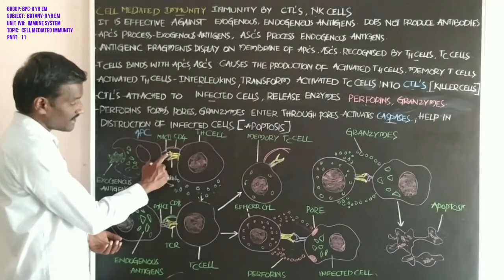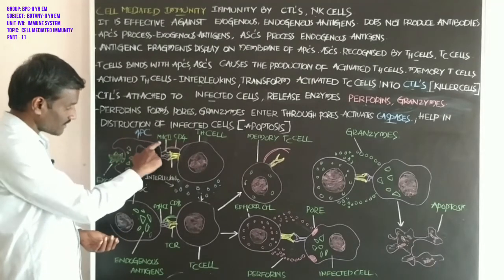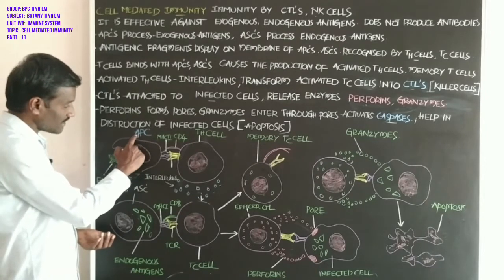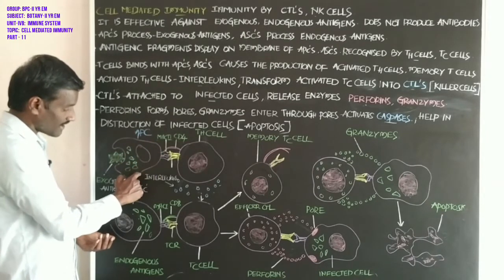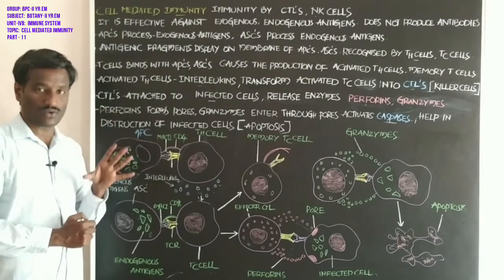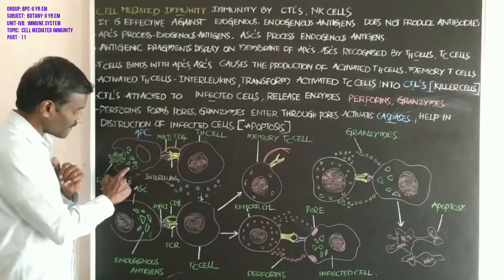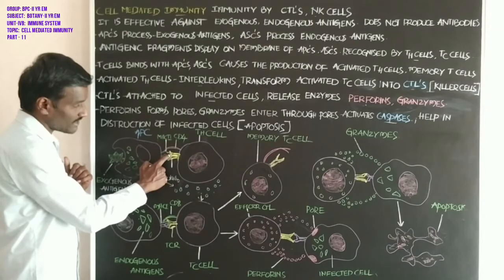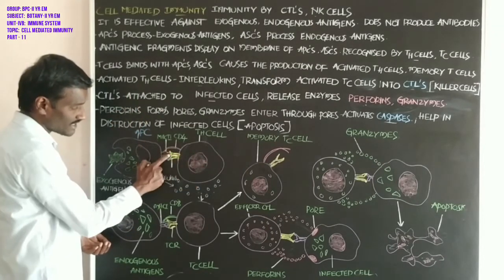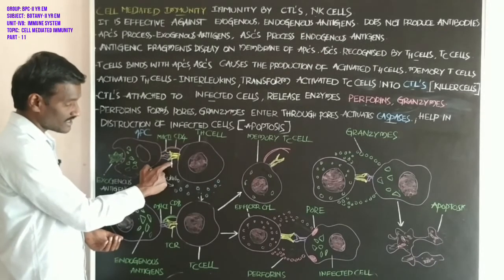Okay, presented through the class 2 MHC molecule present on the surface of the antigen presenting cell. If you observe the cell membrane of the antigen presenting cell, it consists of a class 2 MHC molecule. With the help of the class 2 MHC molecule, the antigen fragment is presented to the T helper cell.